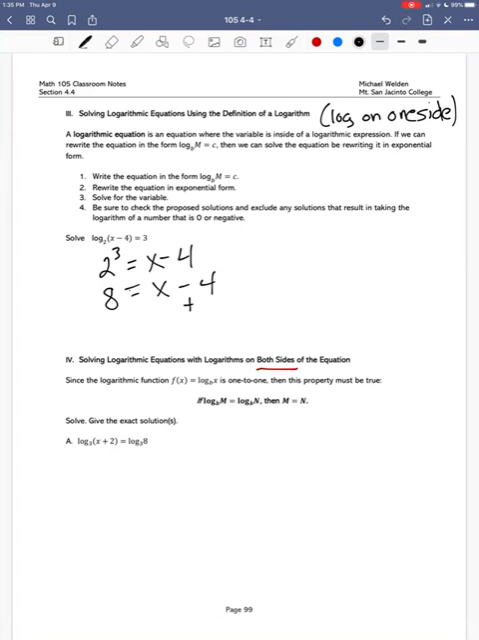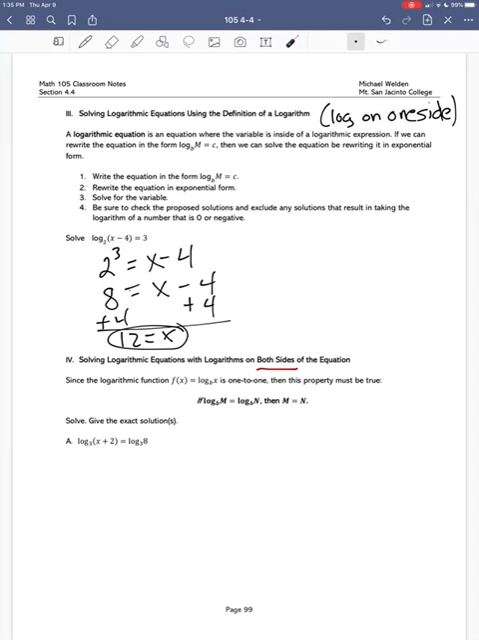And then I'll just add 4 to both sides. And I get that x is 12. I do want to check that. If I plug 12 in for x, 12 minus 4 is 8. Log base 2 of 8 is 3. I don't run into any trouble with log of a negative number.